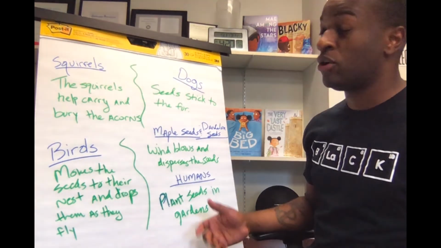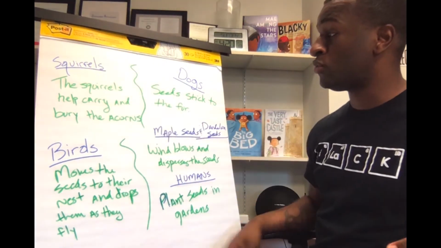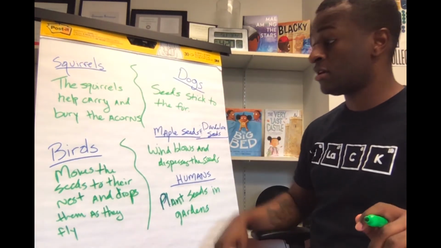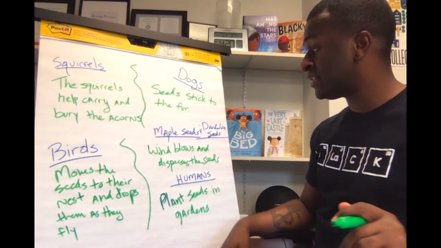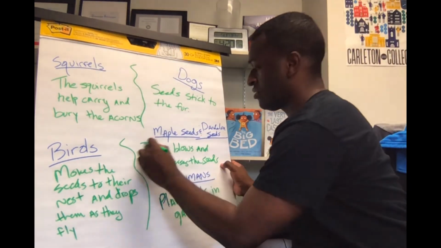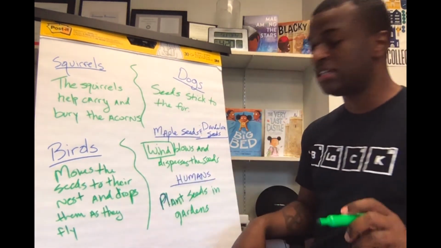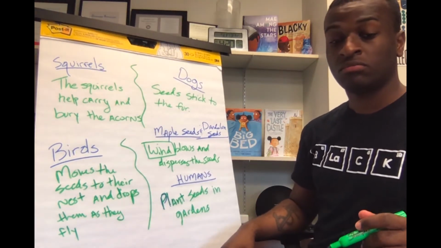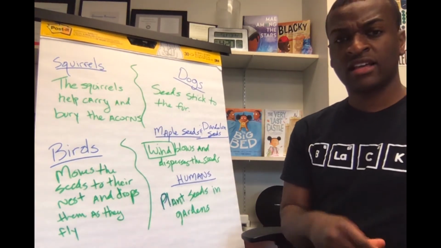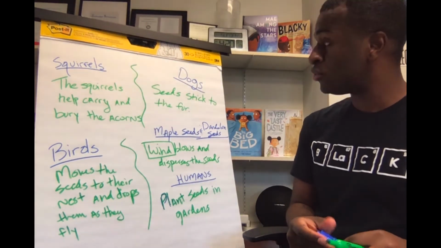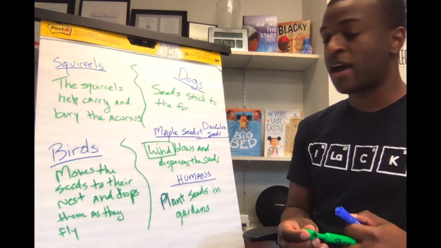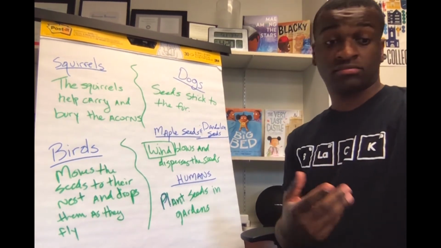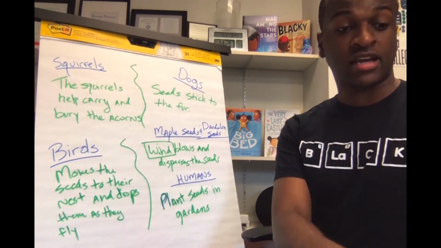Wow. So we know that squirrels can help move seeds, dogs can help move seeds, birds can help move seeds, the wind can help move seeds, and even humans can help move seeds. Can you think of other ways that seeds are moved and helped to find a place to plant so that they can grow? If you can think of that, you're amazing, because that's what scientists do.